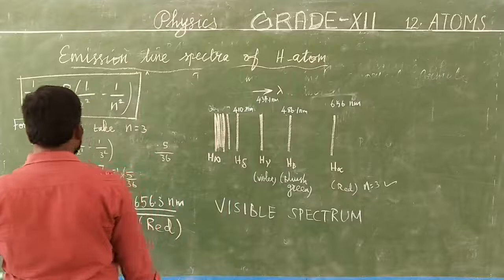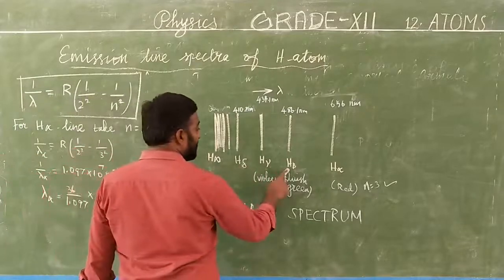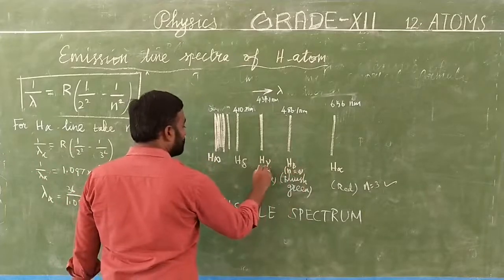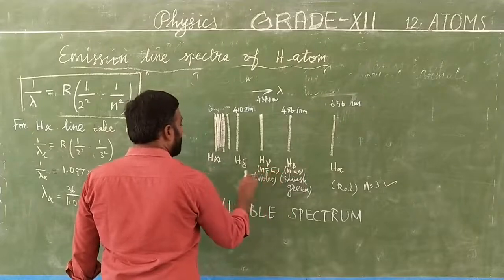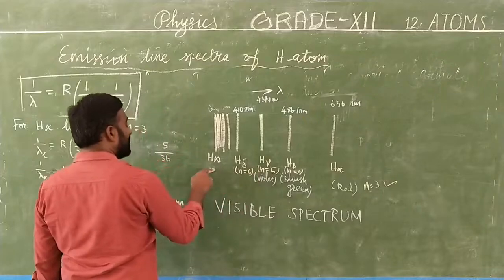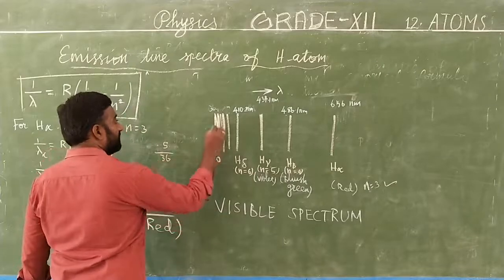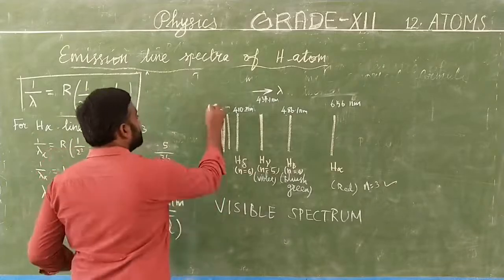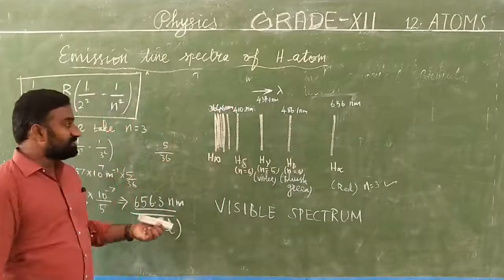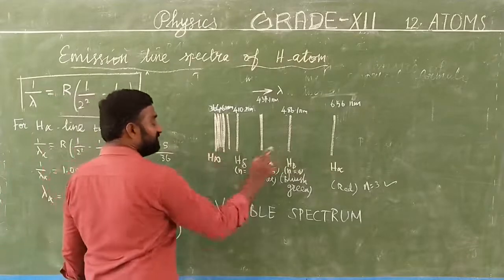Similarly, we can find the H beta line, H gamma line, H delta, and H infinity. For the H beta line, we take n is equal to 4, for the H gamma line n is equal to 5, and for the H delta line n is equal to 6, and it goes up to infinity. For H infinity, we get the wavelength 364.6 nanometer. This almost comes nearly to the violet region. So only the Balmer series comes under the visible spectrum.